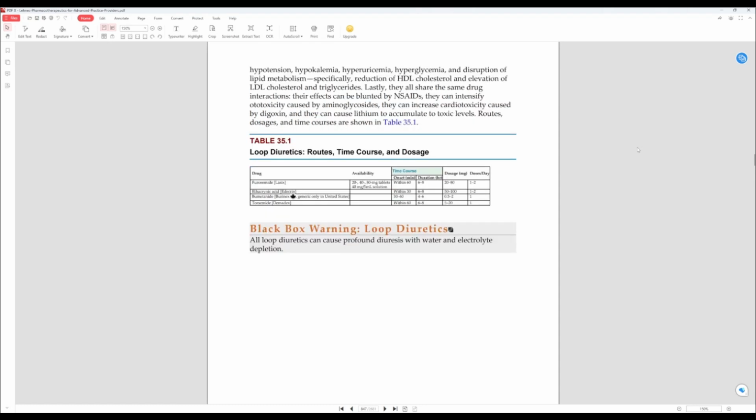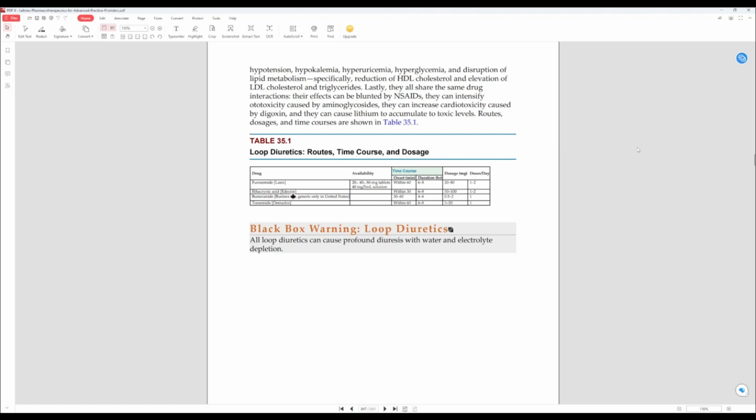Lastly, they all share the same drug interactions. Their effects can be blunted by NSAIDs. They can intensify ototoxicity caused by aminoglycosides, and they can increase cardiotoxicity caused by digoxin. They can also cause lithium to accumulate to toxic levels.